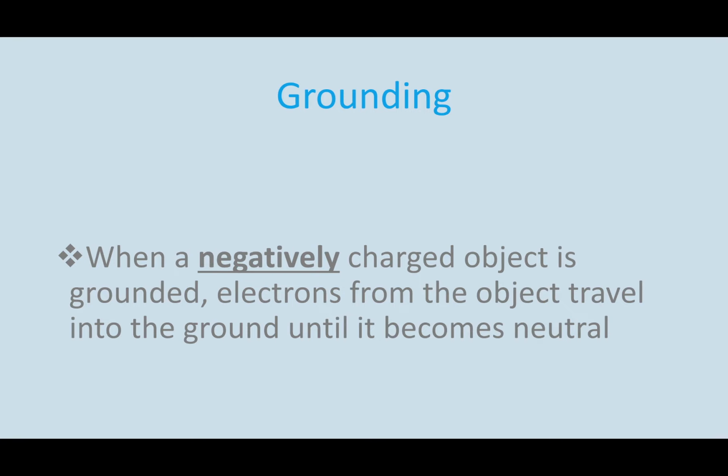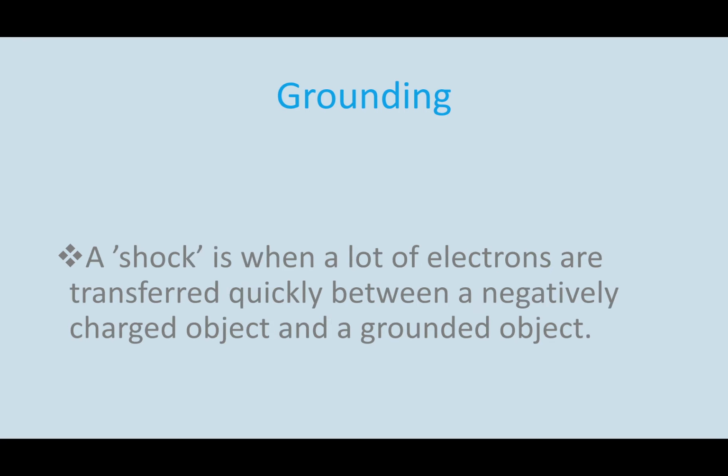And when we have a negatively charged object and we ground it, the electrons from this object travel into the ground until it becomes neutral. So we're removing those negative charges. And a shock is something that can occur when a lot of electrons are transferred quickly between a negatively charged object and a grounded object. We'll look a little bit at this later, but this is essentially what lightning is.